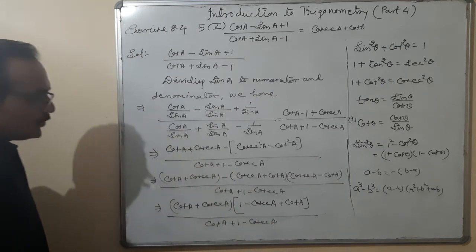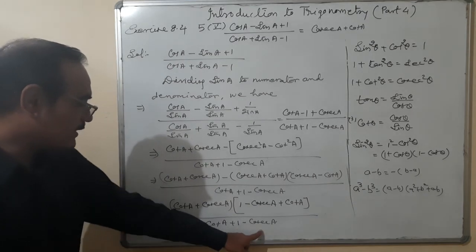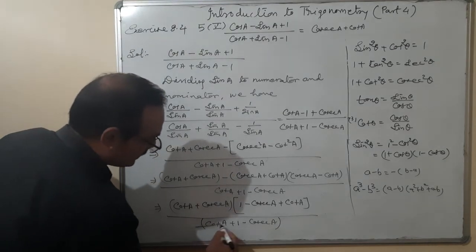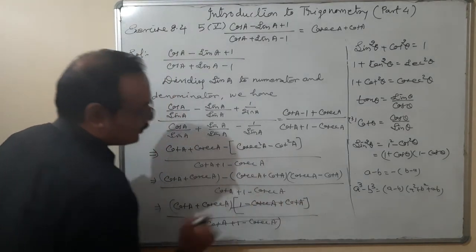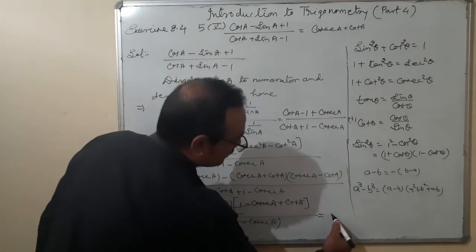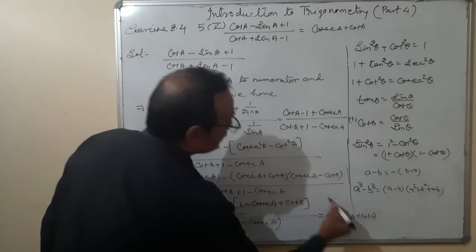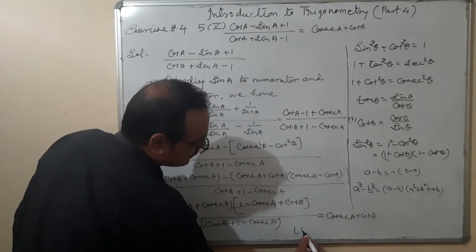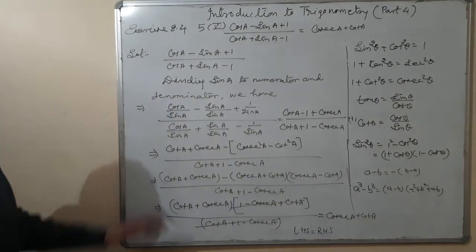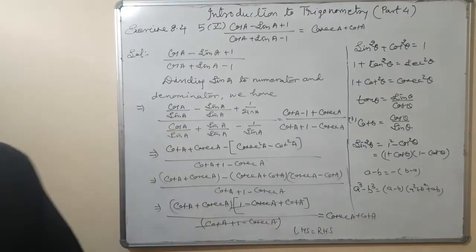Now you can check, this term 1 minus cosec A plus cot A, and 1 minus cosec A plus cot A. So the entire term from the denominator is cancelled by the numerator. Left is cosec A plus cot A. Hence LHS is equal to RHS. So this is the solution of question number 5, fifth part.